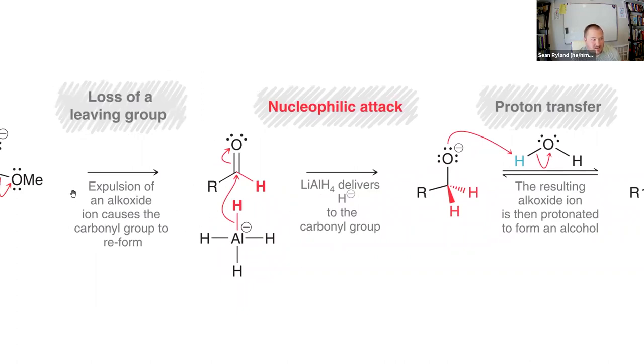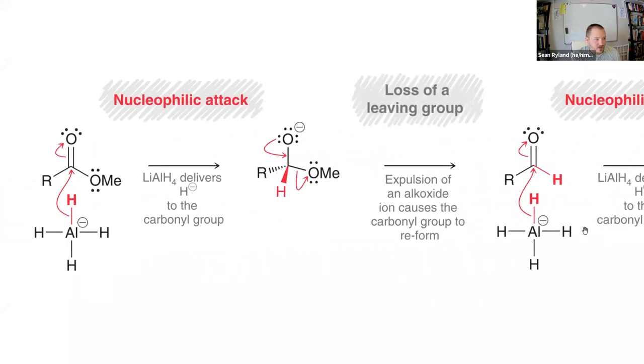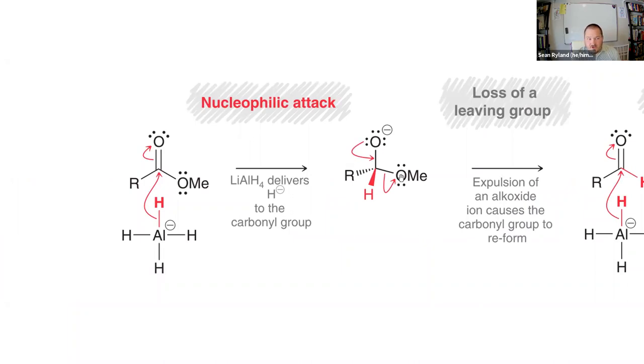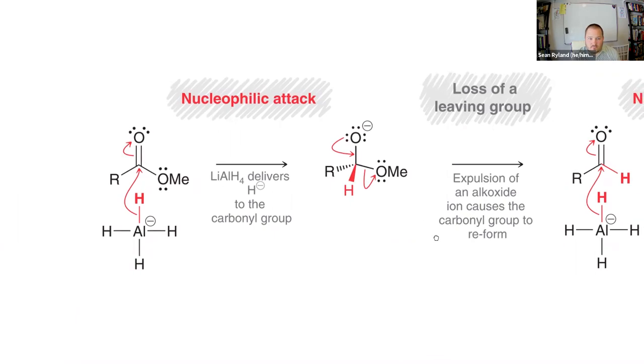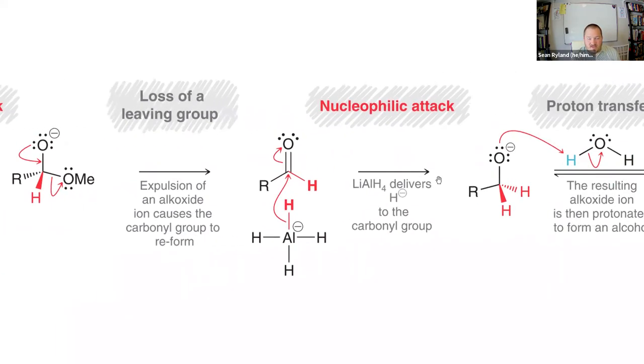But once we get to that aldehyde, once our leaving group leaves, this is the exact same mechanism we just went through. Nucleophilic attack by the hydride, and then you do a proton transfer. You just have to go through that first reduction step. Your first reduction step is you make this tetrahedral intermediate, and then a leaving group leaves. And once you do that, now we're at an aldehyde, and we're in familiar territory. Lithium aluminum hydride reacts again to make it tetrahedral again, and then it stays that way.